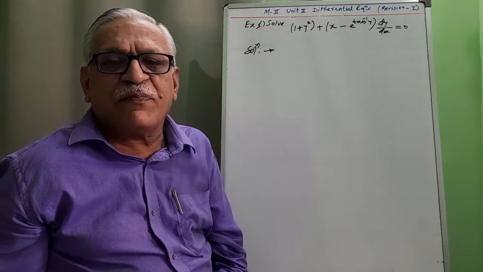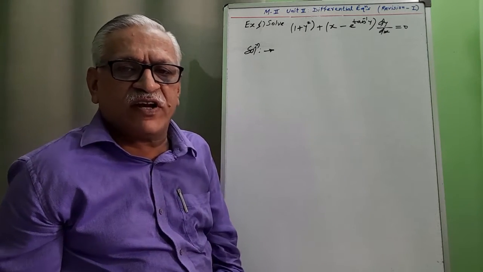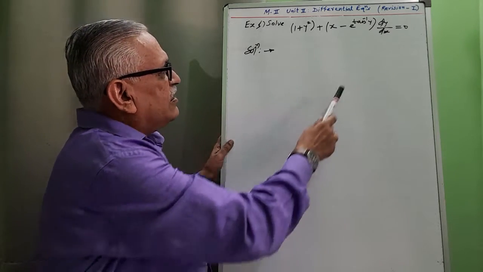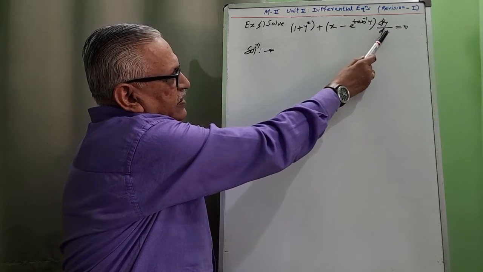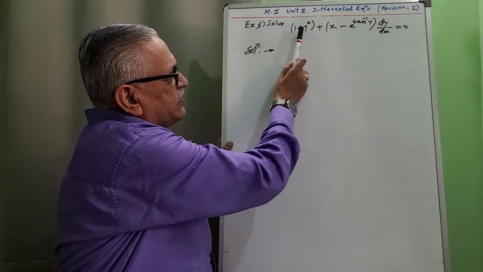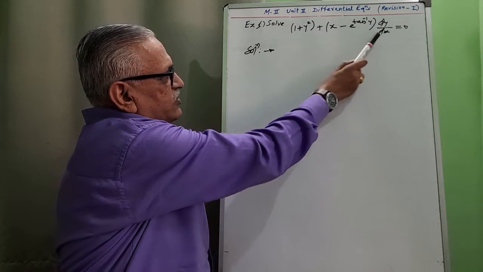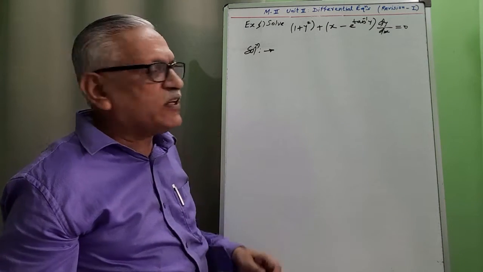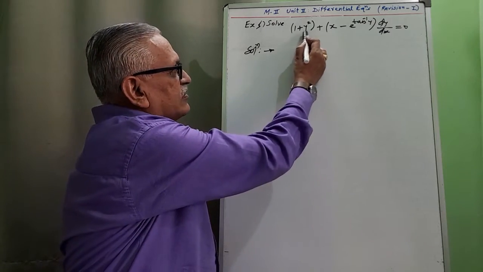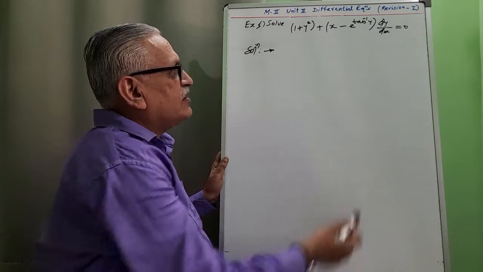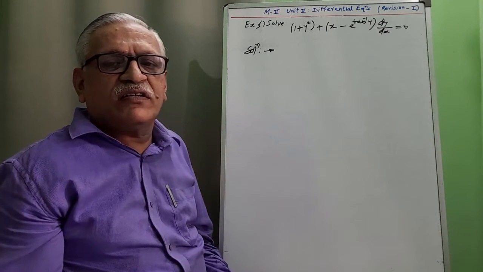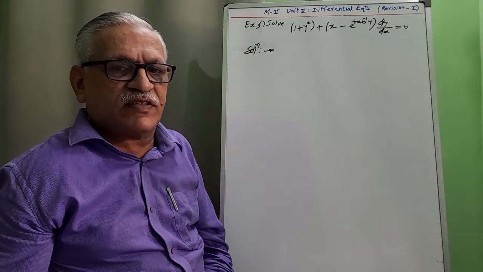Here the type is not mentioned. We have to identify its type and then apply the corresponding technique. Dependent variable y, independent x, if we keep as it is, then cross multiplying it we get 1 plus y square into dx. Therefore M is 1 plus y square. Its differentiation with respect to y is 2y, and its differentiation with respect to x is 1. These two are not equal, which means it is not exact.